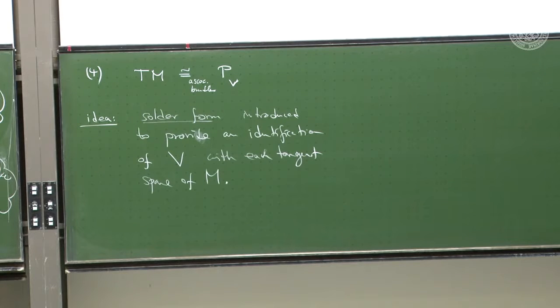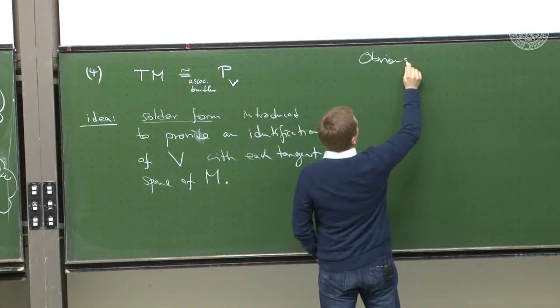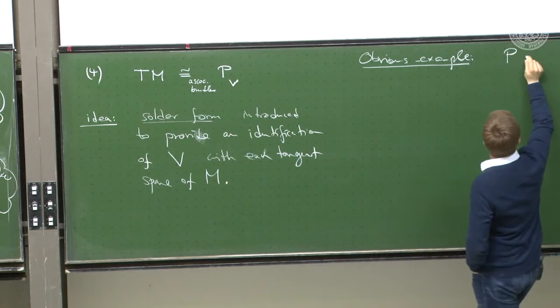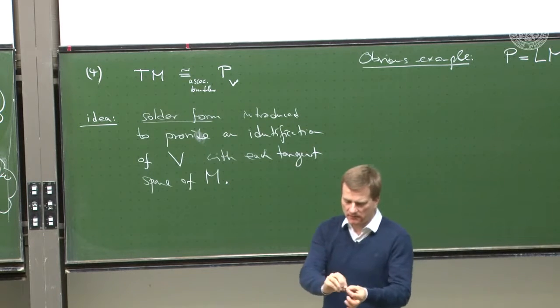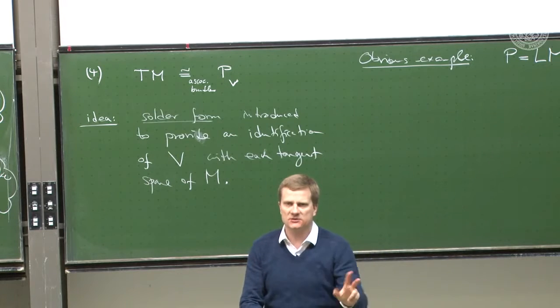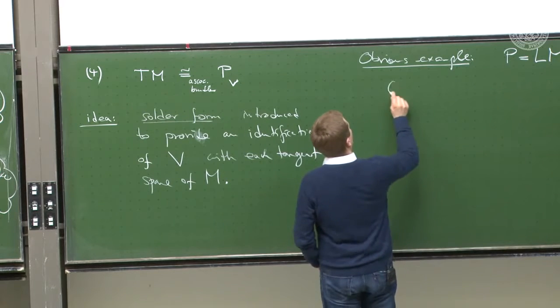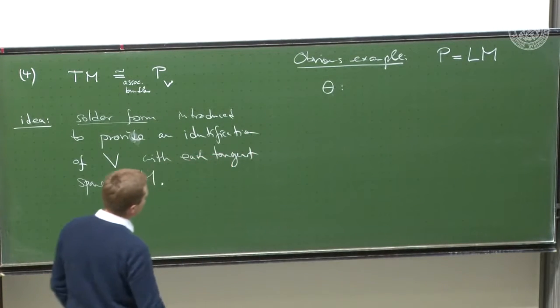And the key example, or the obvious example, is to choose the principal bundle total space to be the frame bundle, where at every point over a smooth manifold in the fiber are all the frames that could sit there, all the tangent vector bases. And then we define a particular theta, in this case, as follows.